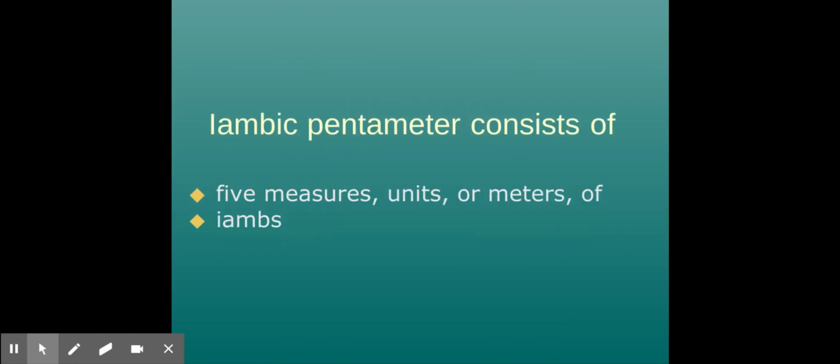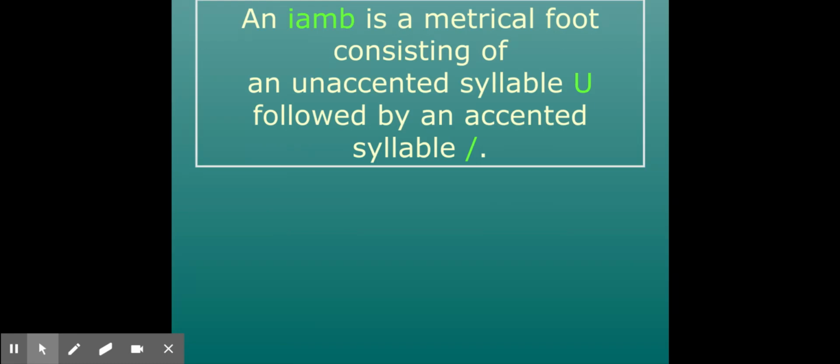It also uses iambic pentameter, which I talked about in the last video. So remember, iambic pentameter means five measures, units, or meters. Those all mean the same thing of iambs. Now remember, an iamb is a metrical foot consisting of an unaccented syllable, represented by the letter U, followed by an accented syllable, represented by the forward slash. Again, that would be an example of an iamb.